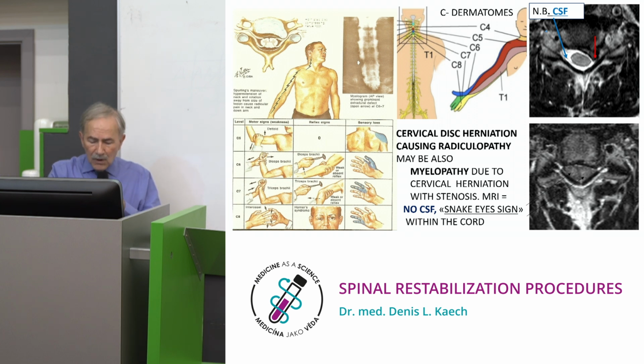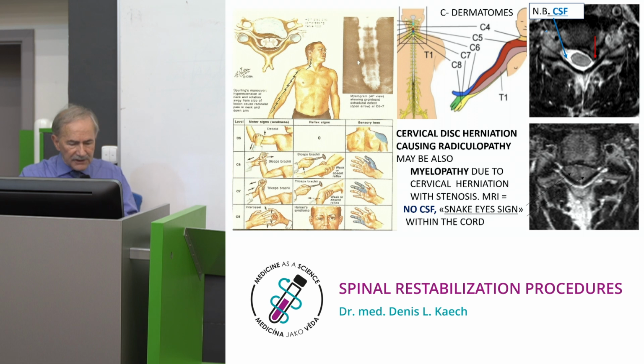And then you have the one where the cord is compressed. It's a narrow canal, and you see two high density points, snake eye sign. It means this cord is suffering and is becoming ischemic and having here some edema. Here you see you have CSF around the cord, very important. This disc herniation causes radiculopathy. This one causes myelopathy.